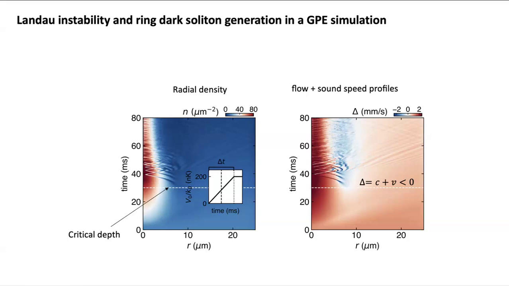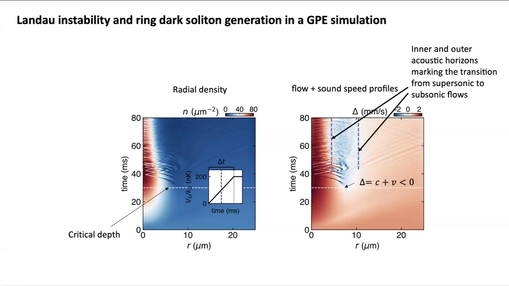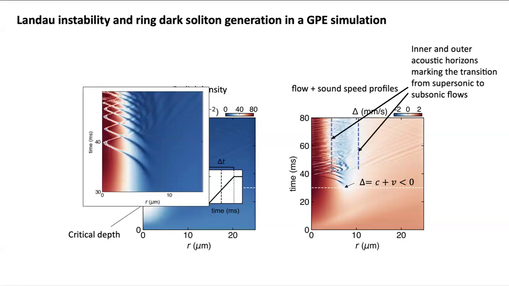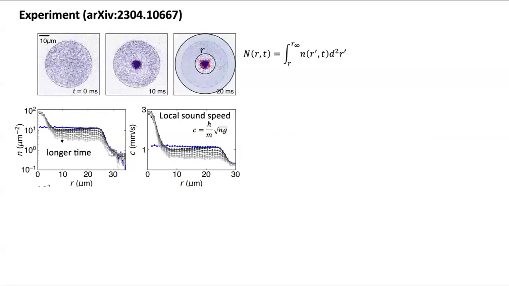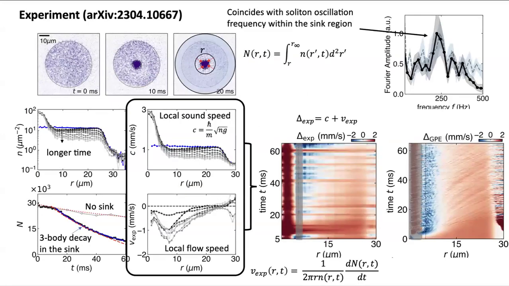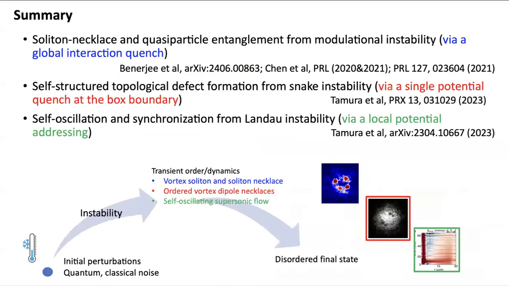So really, we have this kind of self-patterning of ring dark solitons being emitted once we create an attractive dimple in the middle. This train of dark solitons is really emitted by the gas itself, self-patterned. Okay. And because of the time, I'm going to end my talk here without going into extra details.